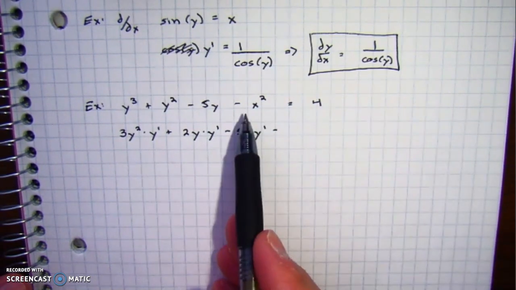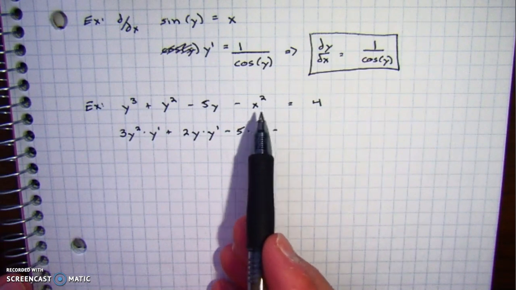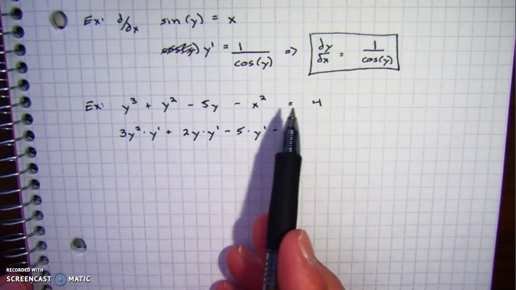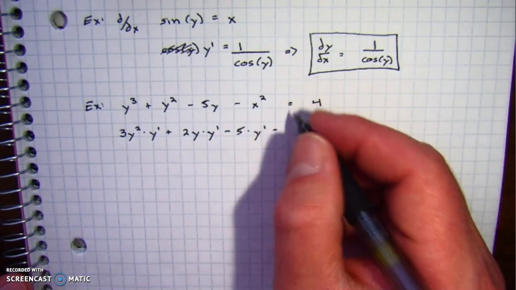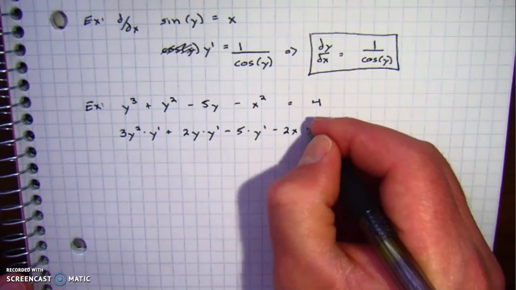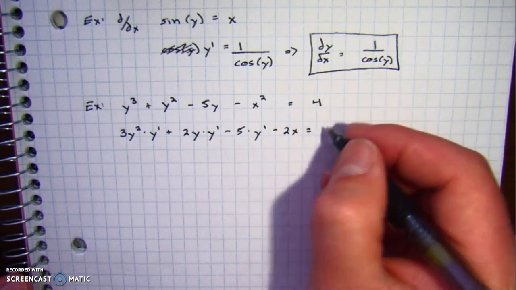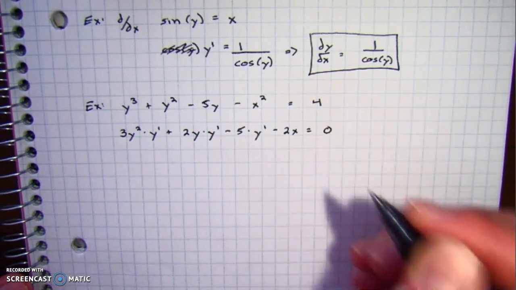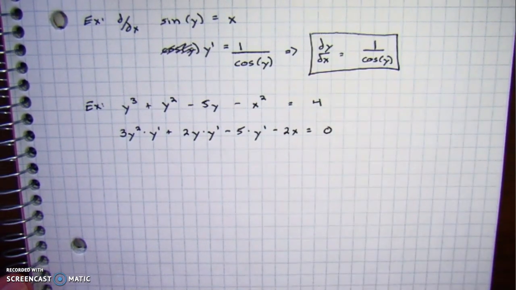Here we go. Now I'm at an x. So I don't have to write x prime on this one because I'm taking it with respect to x. So the derivative of negative x squared is negative 2x. And the derivative of 4 just equals 0. All right, now I'm in business.